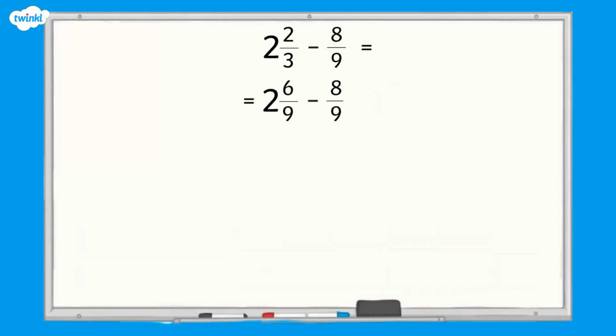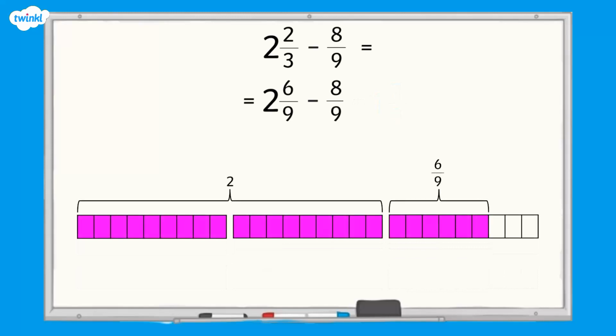You can also solve the calculation like this. In our calculation, we need to subtract 8/9 from 2 6/9. Because the fraction part of our mixed number only has 6/9, we need to convert part of the whole number part into ninths as well. 1 whole is equivalent to 9/9, so we can add this to the 6/9, which equals 15/9. When we recombine this with the remaining 1 whole, we see that 2 6/9 is equivalent to 1 15/9. We can see this using our bar model.